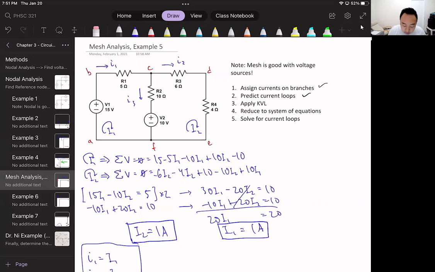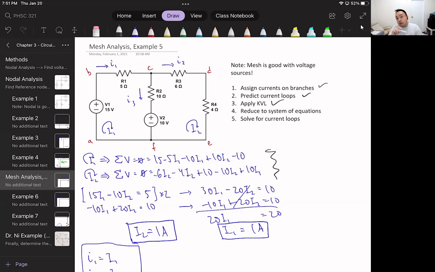In this case, a little bit easier. What I did was identify these as the 2 current loops, both clockwise. I identified one as the loop of I1 and the second as the loop of I2. So these are currents. Next, applying Kirchhoff's voltage law. Kirchhoff's voltage law is right here, as you see. So I want to apply KVL at each of the loops.